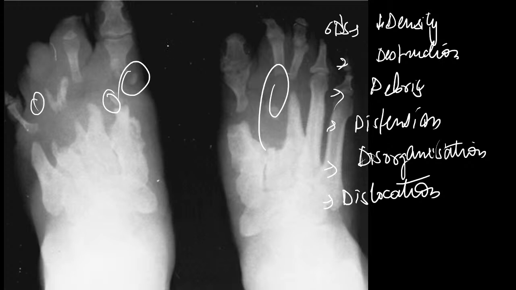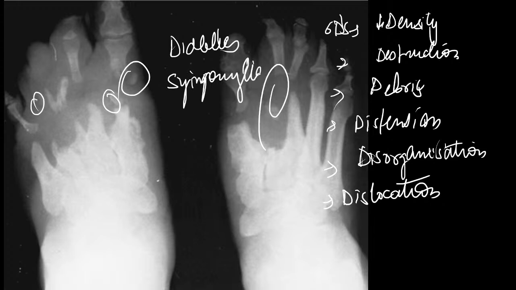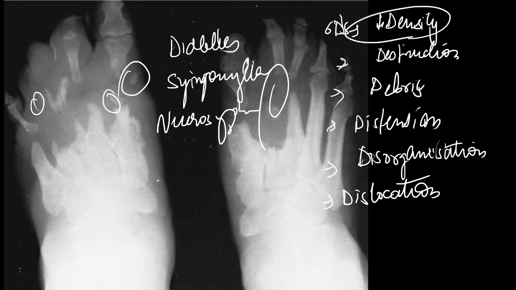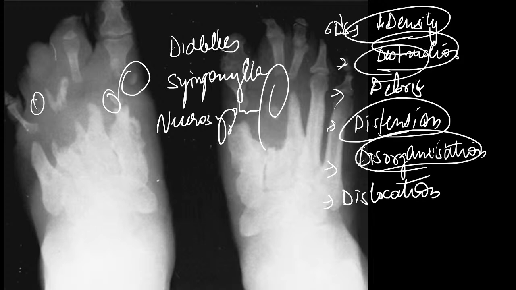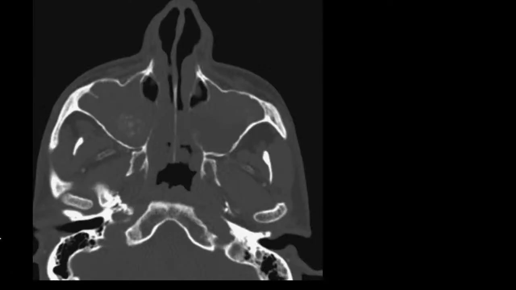And guys, remember the most common causes are your diabetes mellitus, then syringomyelia, neurosyphilis, okay, traumatic spinal cord injury. These are the most common causes for your Charcot's joint. Okay, so you are going to find decrease in the density, destruction of the joint, debris, distension of the joint, disorganization and dislocation in the joint in a case with Charcot's joint.